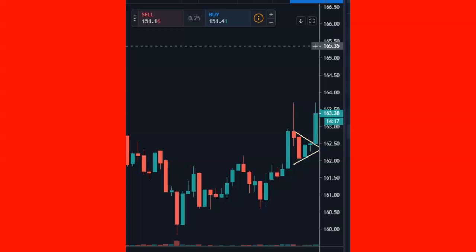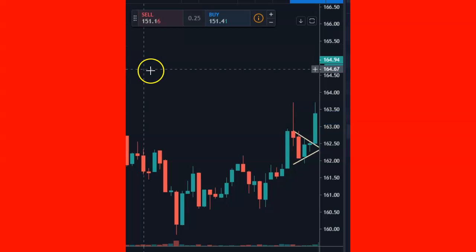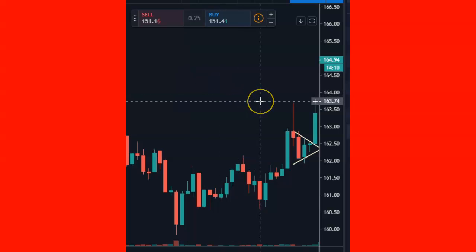So there we have it. We have a breakout above the pennant. Good place to take a long position, and as you can see, this candle did play in this because it acted as resistance. So that's a good place to take some profits out.